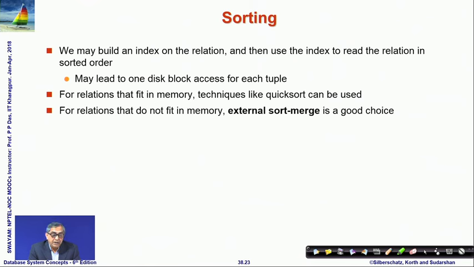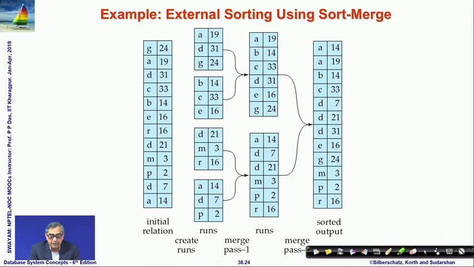Now, if all the records can totally fit into the memory, then we can use some in-memory algorithm like quicksort, but often that will not be the case, relations are much bigger. So, what we will have to do is take recourse to the external sort-merge strategy, which is a very old strategy, but very effective.